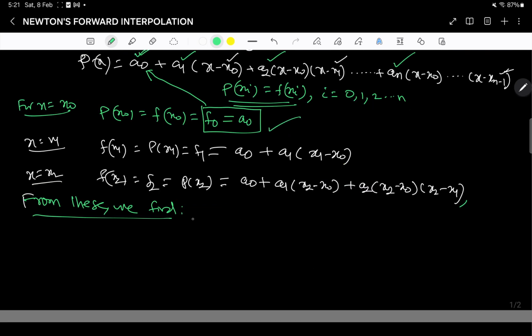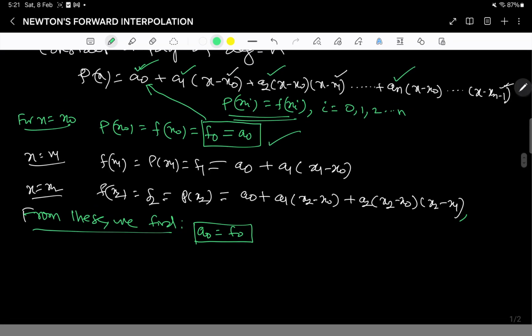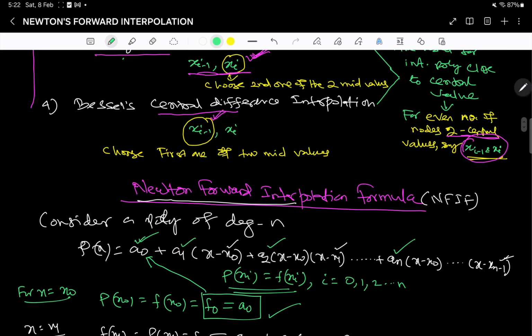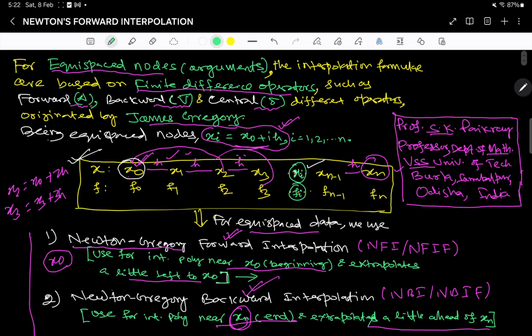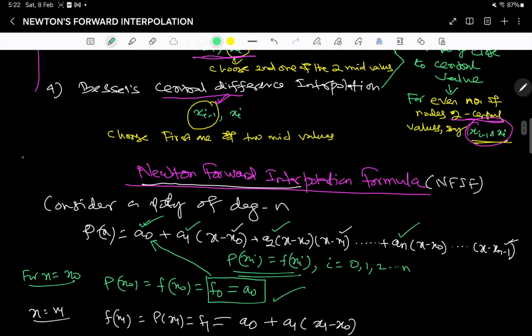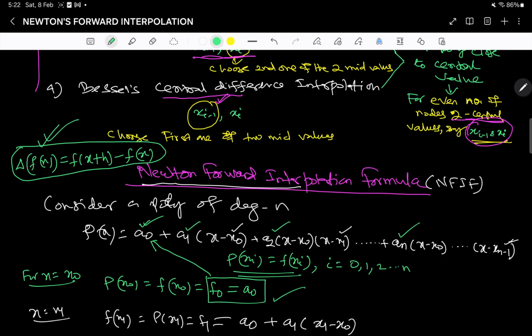From these, what do we find? We find a0 is equal to f0. One more thing I have to tell you: we are using the forward difference operator, delta. So what is the meaning of the forward difference operator? Delta operated on f(x) gives you f(x plus h), the next value, minus this value. This is the formula for the forward operator, and this entire calculation is based on that.